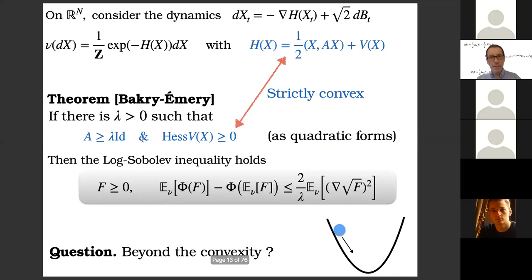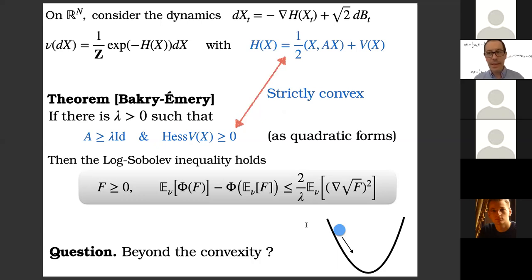So what is extremely interesting with this inequality is that in a sense, it's fairly general. You don't need to know much about the potential, provided you have a uniform bound on the convexity, then it leads to some Log-Sobolev inequality and therefore to very strong control of the convergence. So it's like we have a ball in a potential and it just falls down to the bottom of the potential. Of course, the simplicity hides the fact that it's somehow limited to a convex potential and therefore potentially delicate to go beyond this class of potential.